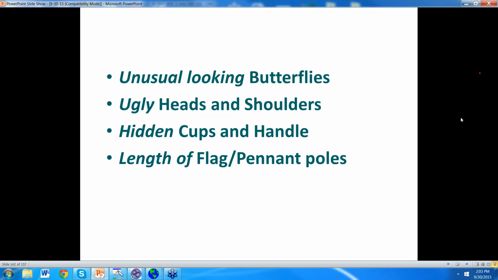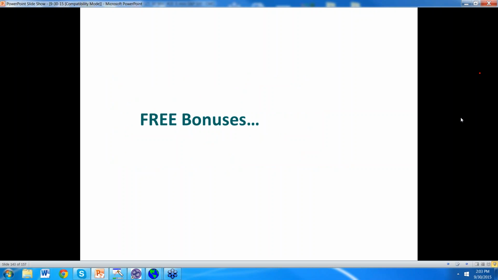Once you do that, you'll know how to handle an unusual looking butterfly, how to trade ugly heads and shoulders, how to look for hidden cups and handles if you want to look for it as a cup and handle. And of course, the length of the flagpole is important for trading flags and pennants. The longer the flagpole, the more it means that you have shallow retracements inside that flag or pennant. And you'll know how all of these come together. Again, after you learn this, it'll be very intuitive, and you'll be saying to yourself, oh, okay, I kind of see what this is all about.